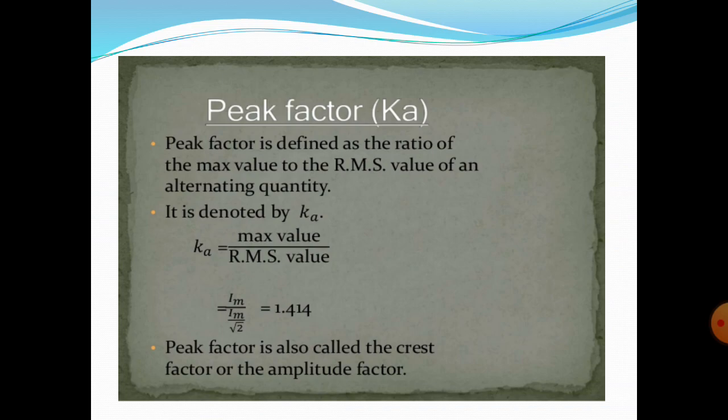And next one is peak factor. Peak factor is nothing but the ratio of maximum value divided by RMS value. RMS value is root mean square value. Ka is equal to Im divided by root 2. So Im also cancels, and finally we get the value of Ka is equal to 1.414. The peak factor is also called as crest factor or amplitude factor.